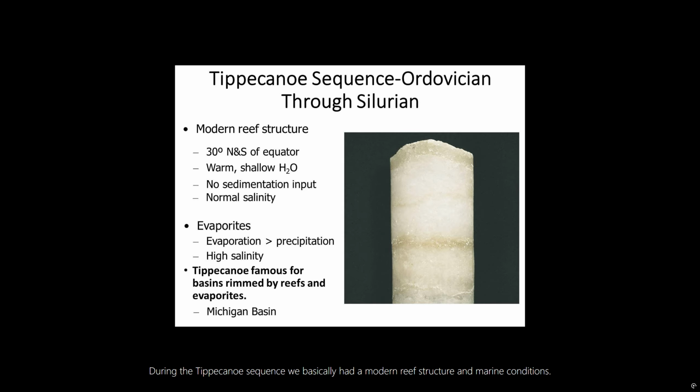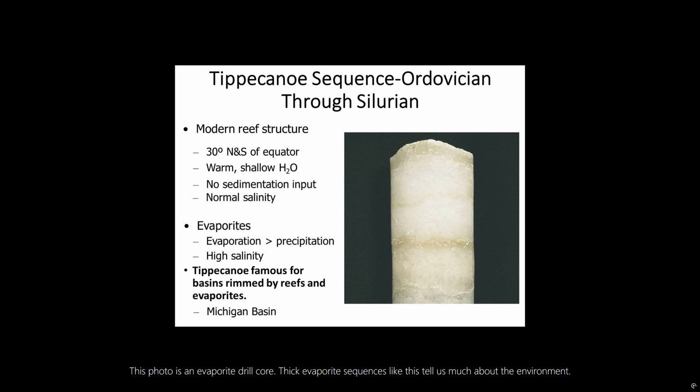During the Tippecanoe sequence, we basically had a modern reef structure and marine conditions. Most reefs were located at 30 degrees north and south of the equator. The seas were warm and shallow with little to no sediment input. In this type of environment, evaporation exceeds precipitation, so salinity tends to run somewhat higher at these latitudes. This environment was ideal for creating basins rimmed by reefs and filled in the center with evaporite deposits of salt and gypsum during the Tippecanoe sequence.